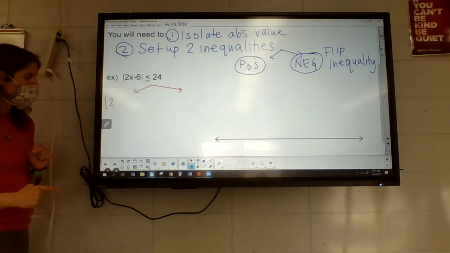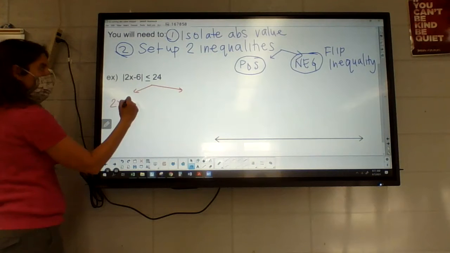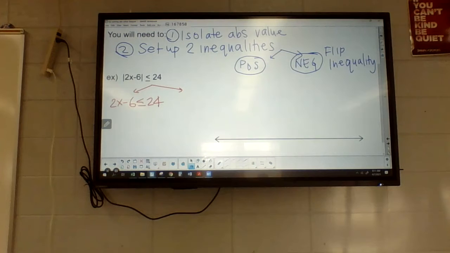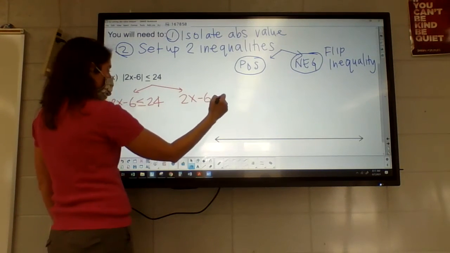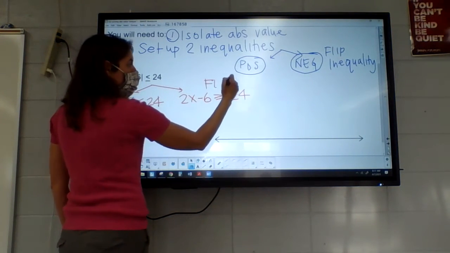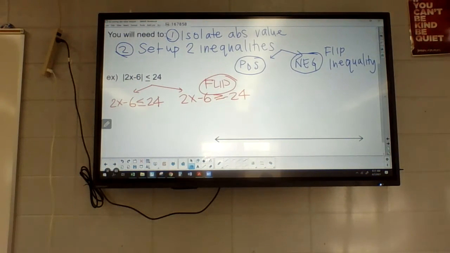Oops, I don't need the absolute value anymore though. So 2x minus 6 is less than or equal to 24. This is the regular one, the positive one. But then my other equation is going to be the negative one, and on that one I'm going to flip the inequality. This is where it gets a little bit tricky because inequalities have directions. We're going to flip the inequality here, and I'll write myself a little note to remind me that I did that. So if you're wondering what just happened there, we flipped it on that negative one.